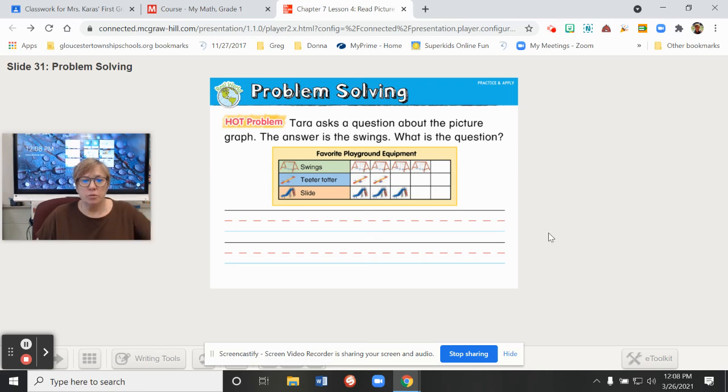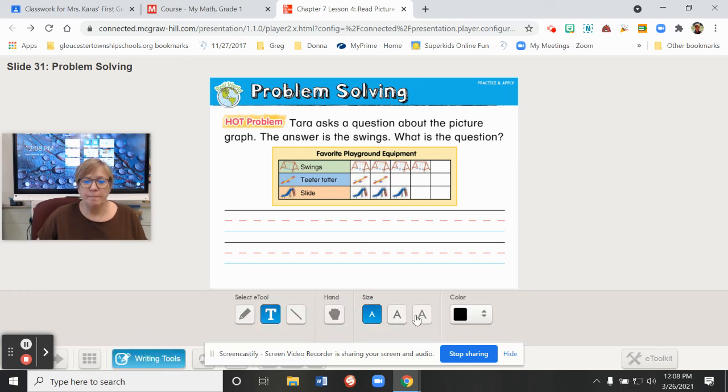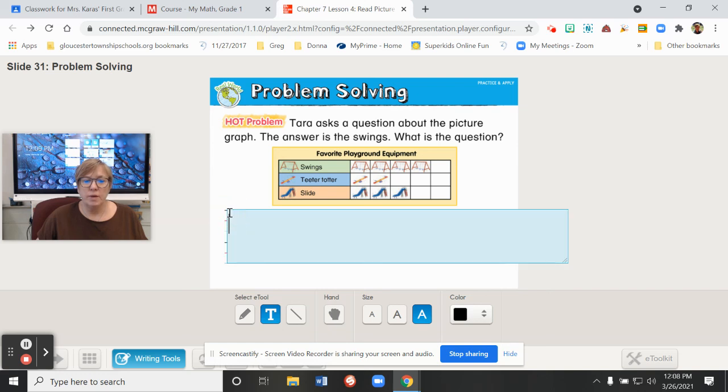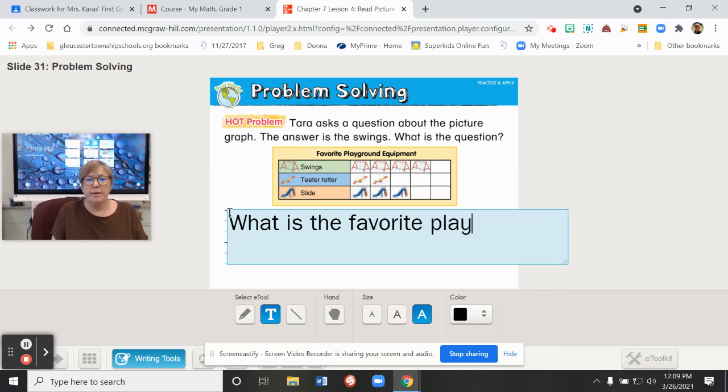Favorite things to answer. Okay. So she asks a question about the pictograph. The answer is the swings. What sort of question would somebody ask that would be the answer is the swings? Okay, I think I hear some of you saying it. Okay, here's the question. What is the favorite playground equipment?